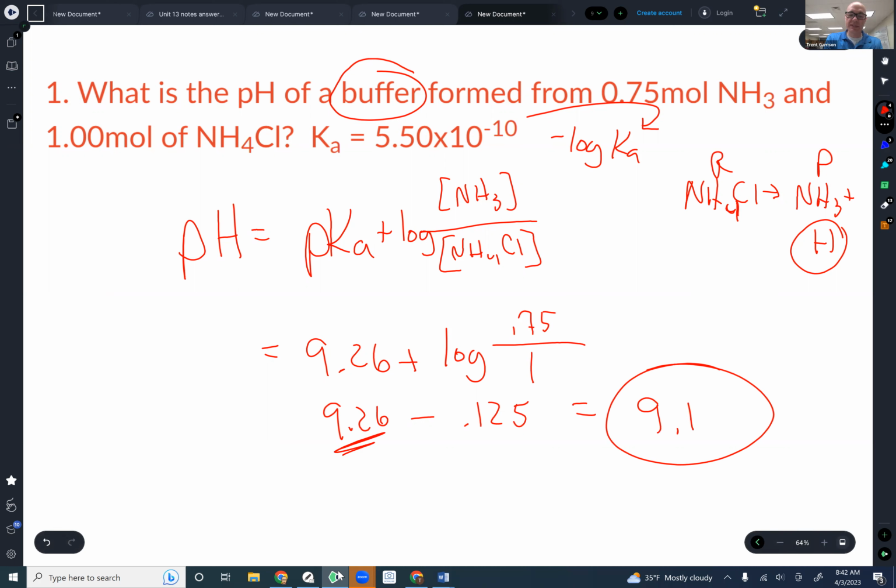Originally, we had this pKa, which is essentially how strong it is, how much of its acid is available. But then we have to subtract what is being eaten, available to be consumed by this buffered solution. So my answer comes out to be 9.14.